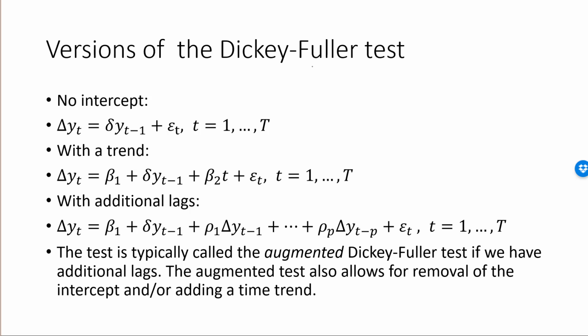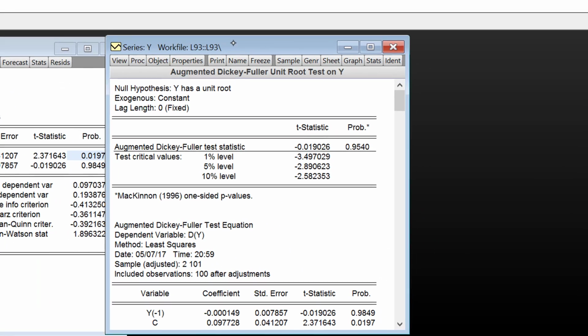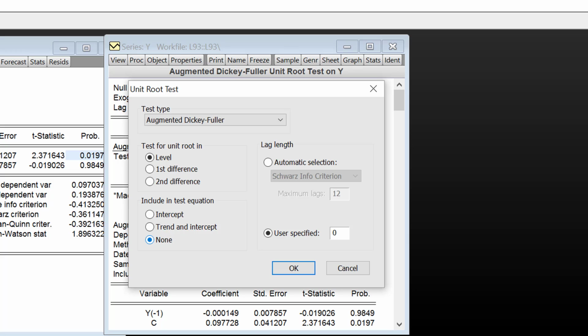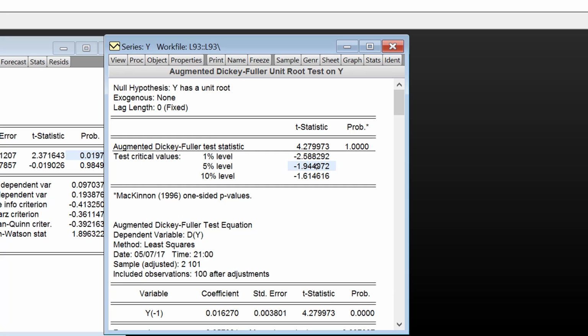And it is possible also in this test to remove the intercept and or to add a time trend. So let's look at how to do these versions in eViews. Here is the unit root test where we have included a constant. Just make a note of the critical value in this case. So if I want to do the unit root test with no intercept, then I just simply click none here. And as you can see, that will change the critical values.